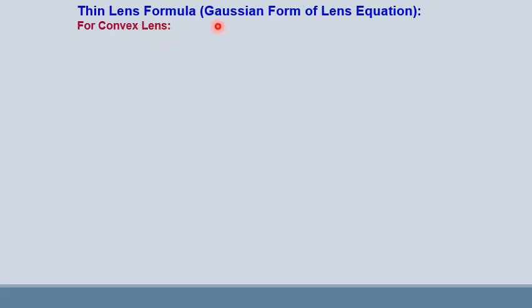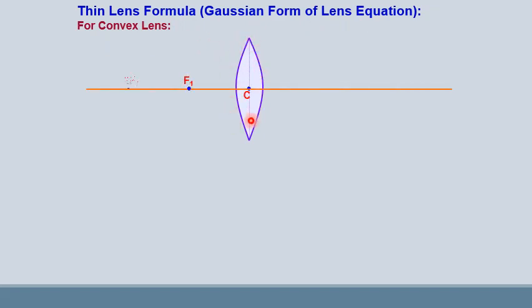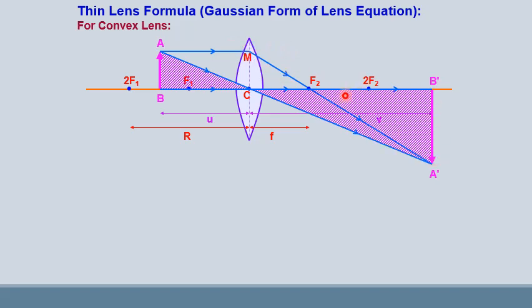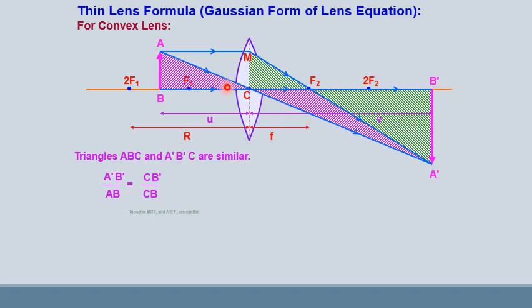Thin lens formula, Gaussian form of lens equation. For a convex lens, as we can see in this diagram, this is an object AB. It forms an image at A dash B dash, and these are the expressions U, V, F and R. From this diagram, triangles ABC and A dash B dash C are similar. So A dash B dash upon AB is equal to CB dash upon CB.